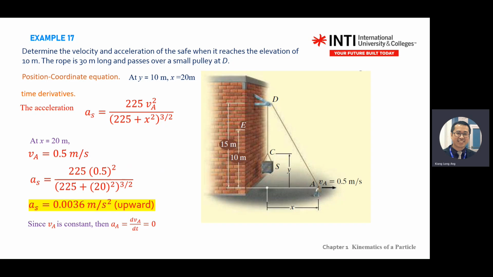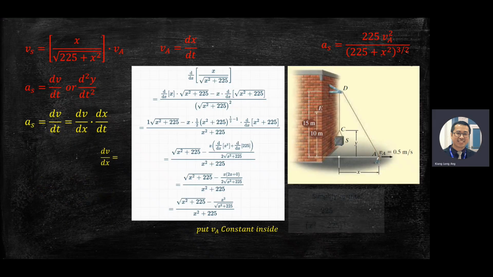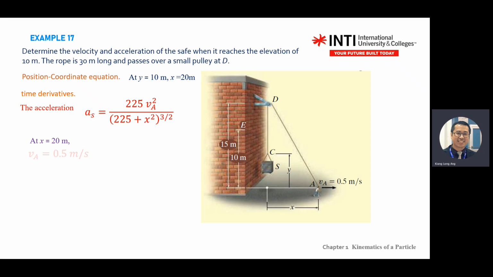Then the acceleration of A will be 0 because it moves at constant velocity. The question tells you that the object moves at constant VA.